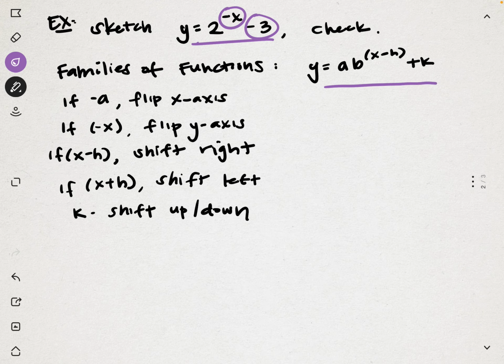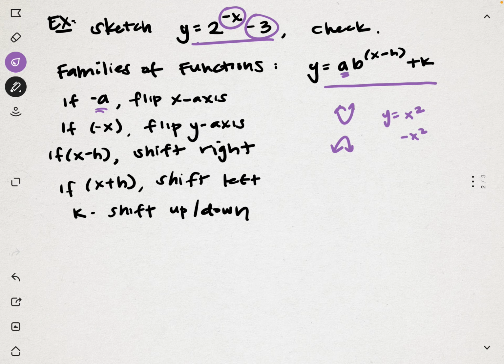So for our families of functions, we know that if the a is negative, whatever is in front of our function, then it flips over the x-axis, right? So one way to think about that, and this goes back to quadratics, is y equals x squared. If it's positive, it opens upwards. If it were negative x squared, it opens downwards. So same idea with our exponential: if we have a negative in front, all that does is flip it over the x-axis.